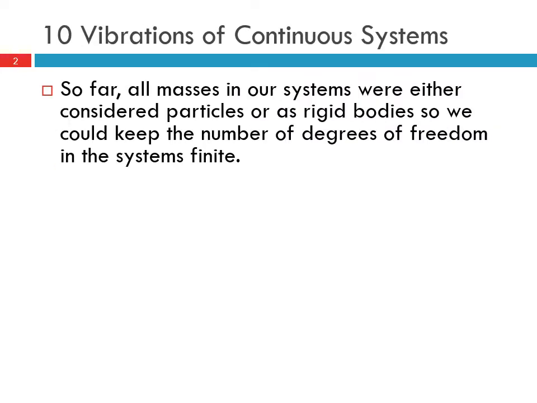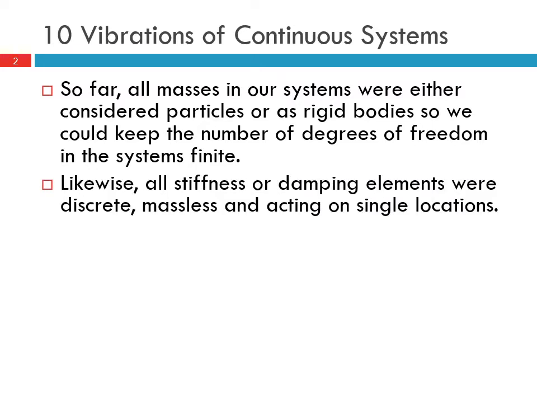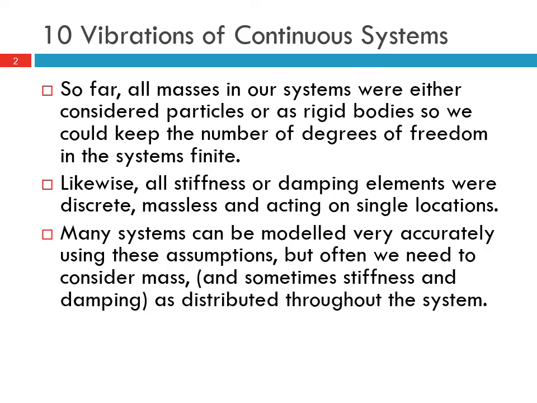So far in this course, all the masses in our system were either considered to be particles or as rigid bodies, so we could keep the number of degrees of freedom in the systems finite. Similarly, all the stiffness or damping elements were discrete, massless, and acting at single locations.